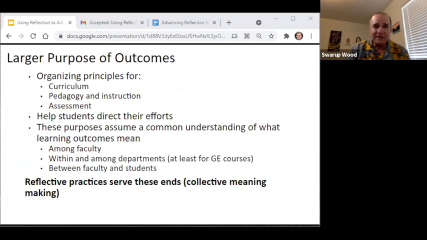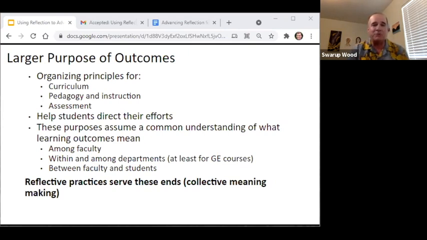Thanks, Dan. When you look at this slide, you might be thinking, wow, do Swarup and Dan and Nelson and Amy actually have outcomes so central in their classrooms? And the answer is we do, and spend a lot of time and energy doing that for what we think are really good reasons.